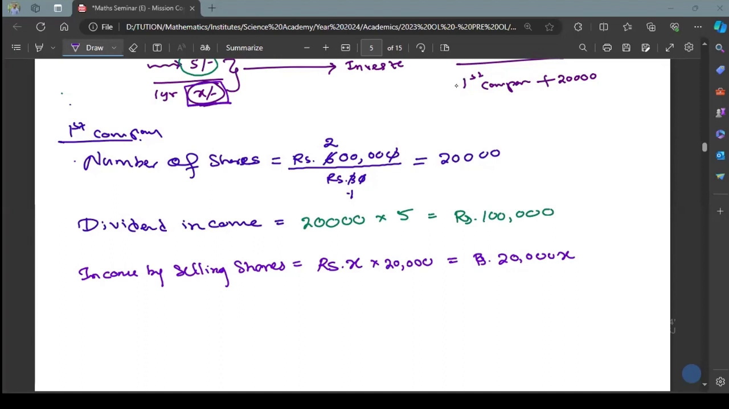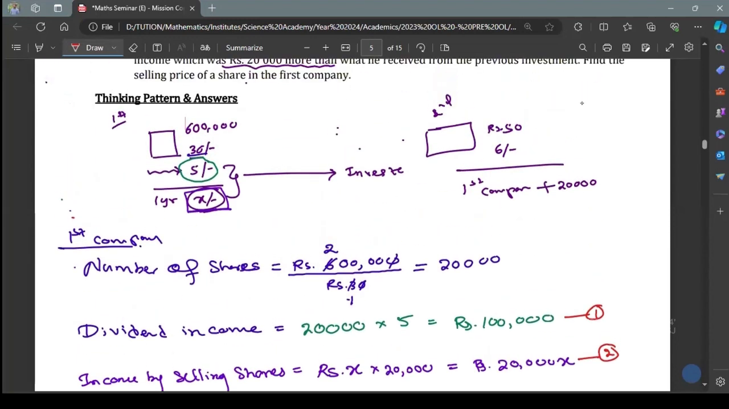Right. Thank you. So if you go back to the question, they say that the total income you received from the first company, which is the dividend income plus the total income by selling shares, you are now investing to buy shares from the second company. So you are investing 100,000 rupees plus the total income from selling shares, 20,000 X. We can't add that because this is an X term.